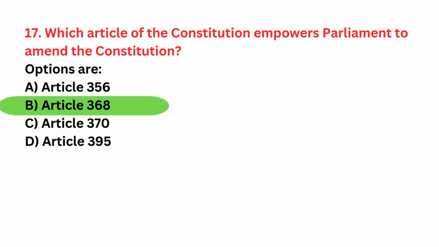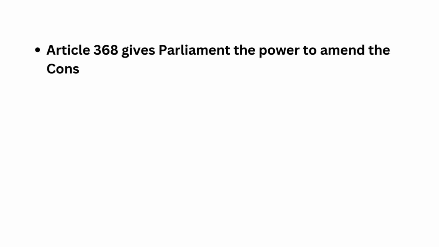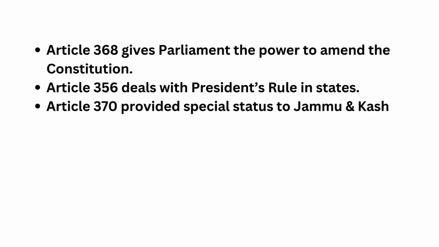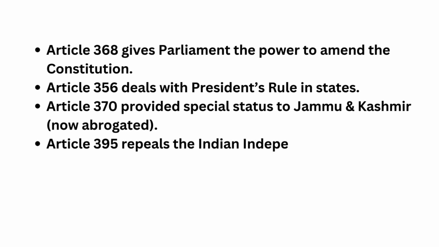The answer is option B. Article 368. Article 368 gives Parliament the power to amend the Constitution. Article 356 deals with President's rule in states. Article 370 provided special status to Jammu and Kashmir, now abrogated. Article 395 repeals the Indian Independence Act, 1947.